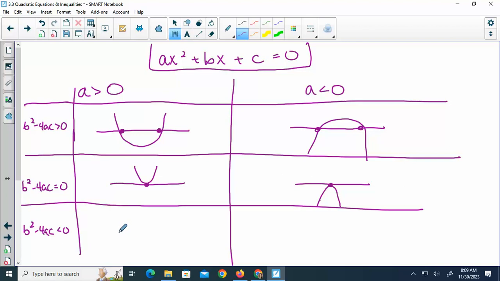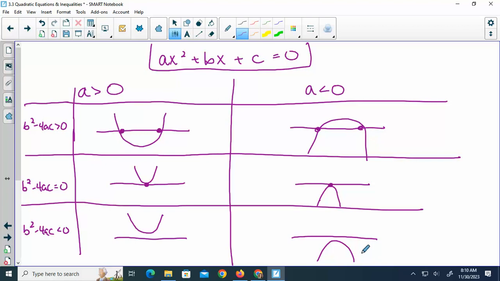If the discriminant is negative, what does that mean? Imaginary. When you're graphing, can we graph the imaginary numbers? No. So that means no x-intercept. So if opening up but never hitting the x-axis would look something like this. Opening down and never hitting the x-axis would look something like that.